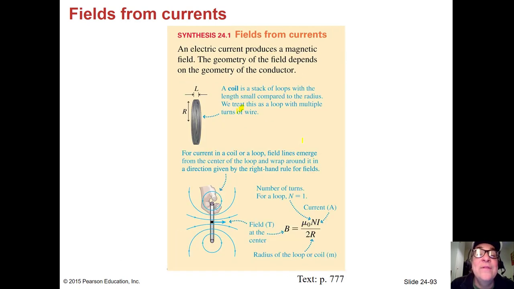We have a current loop, and we can calculate the magnetic field right in the center: mu 0 N I over 2r. Now, if it's just one loop, the big N here is just 1. To get the direction of the magnetic field, same thing, you use the right-hand rule, and then you can calculate the magnetic field right in the center of this current loop.